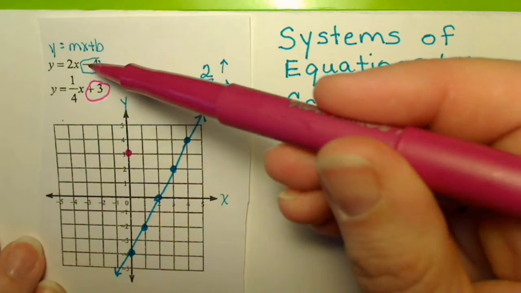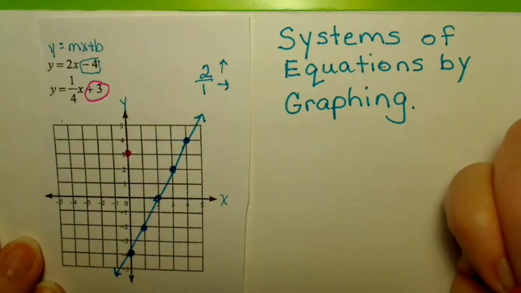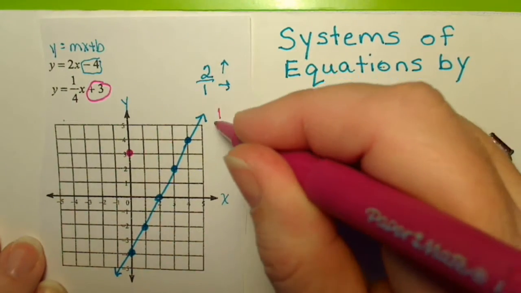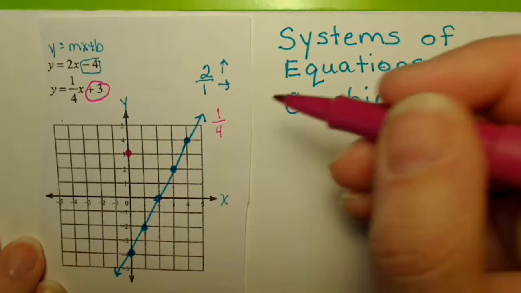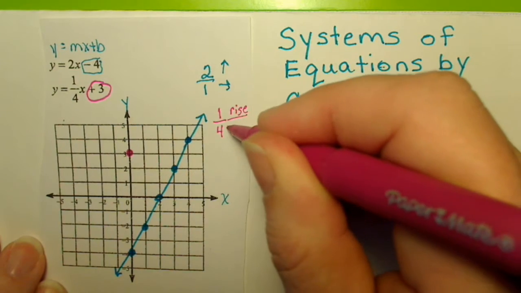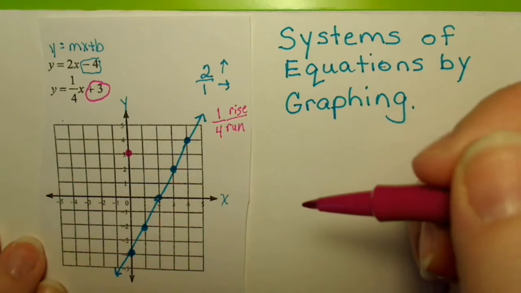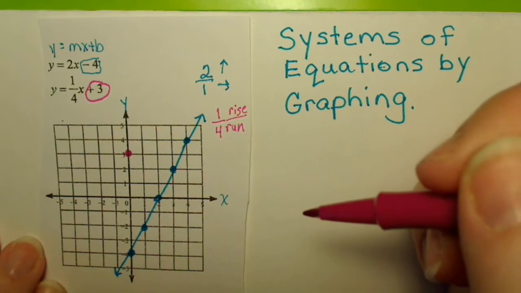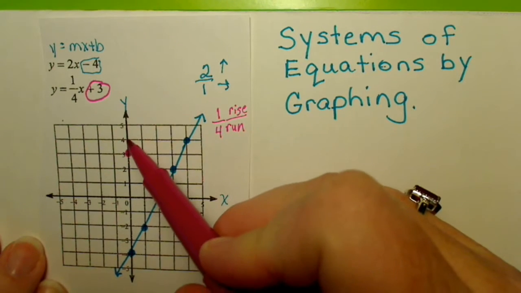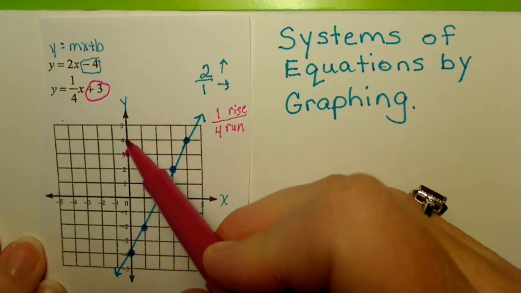I want you to notice I'll always include the sign in front of the y-intercept. Same thing with the slope. We have a slope of 1/4. That's positive. Now, you have to remember this is rise over run. So if you tend to get confused about that, slow down a little bit. So from here, we're going to rise 1 and we're going to run 4.